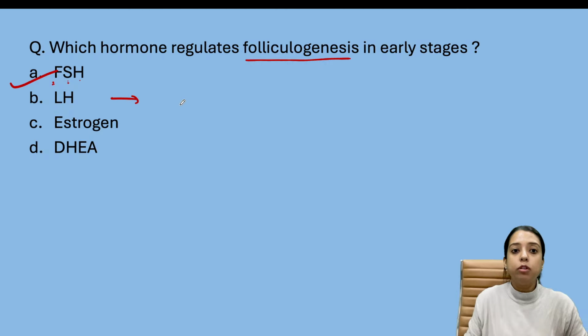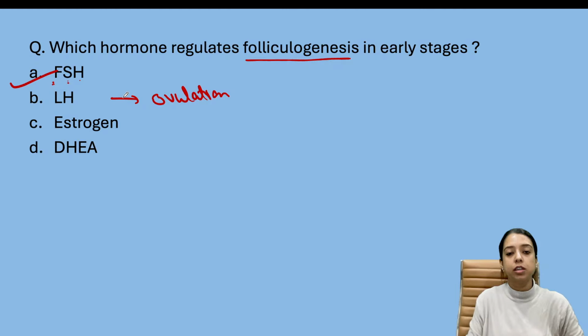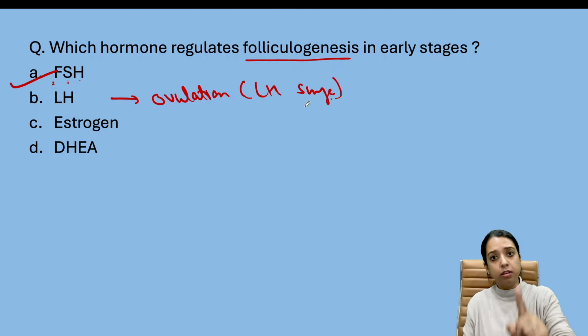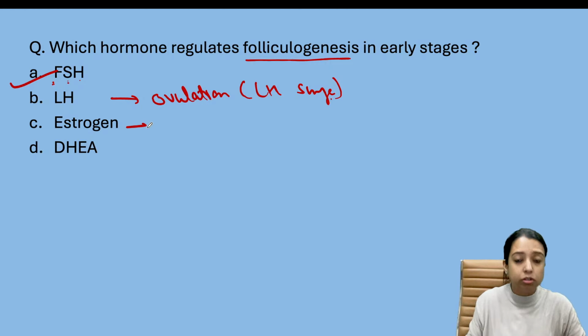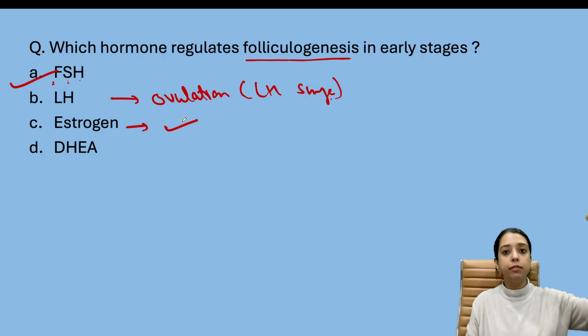Which hormone is responsible for ovulation? Okay, for folliculogenesis, FSH. Which hormone is responsible for ovulation? LH. Basically the LH surge. Why does the LH surge happen? Which hormone is responsible for the LH surge? Estrogen. When estradiol is high, it results in the LH surge. So estradiol is responsible for the LH surge, which is responsible for ovulation; for folliculogenesis, FSH. Okay? Good.